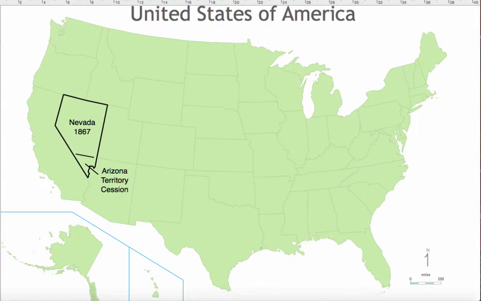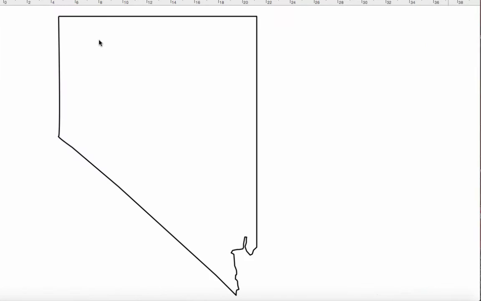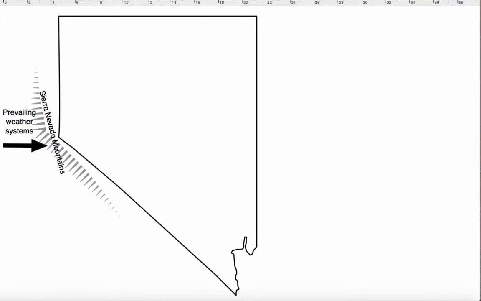So with that in mind, let's move over to a full-size map of Nevada. This is pretty plain right now, but we're going to start right from the beginning to kind of look and see what makes Nevada Nevada. First of all, we talk about the weather here.